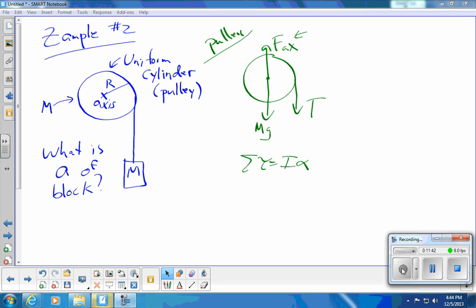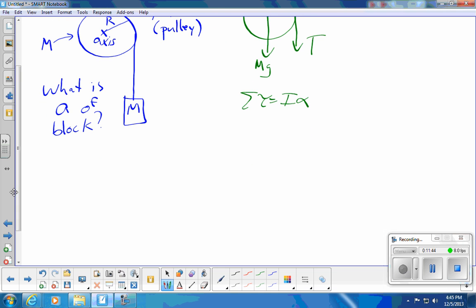Let's do the same analysis for the block. And the block, I'll draw right here, is the block. And here I'm interested in forces on the block. There are two, mg and the tension force. And in this case, the block isn't rotating in any interesting way, but it does have a linear acceleration that I find interesting. And so I will be interested in analyzing the net force on this block, which is going to be equal to its mass times its acceleration.